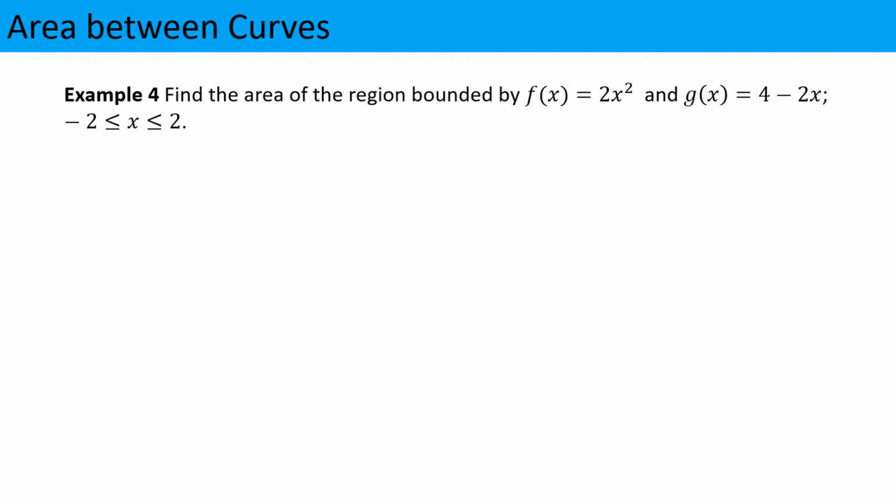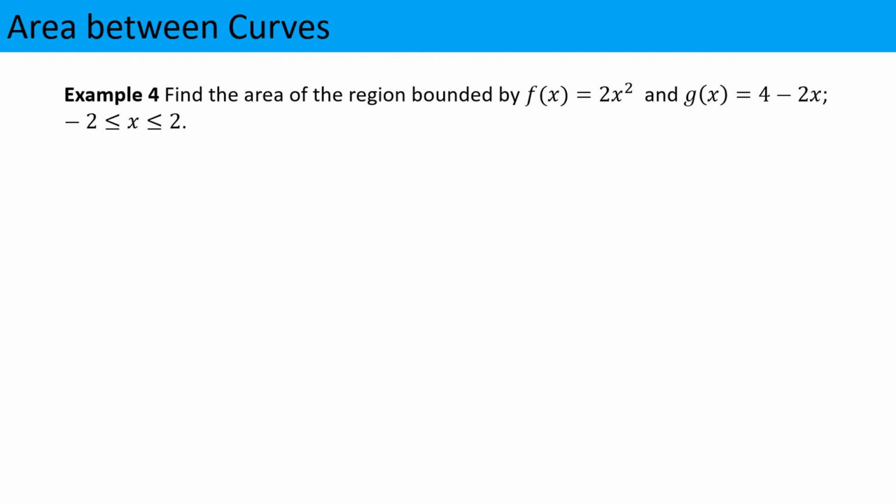Another example: find the area of the region bounded by f(x) = 2x² and g(x) = 4 − 2x for x between −2 and 2. We need to first find out if these two graphs intersect between −2 and 2. And so to do that, we're going to first check for points of intersection.